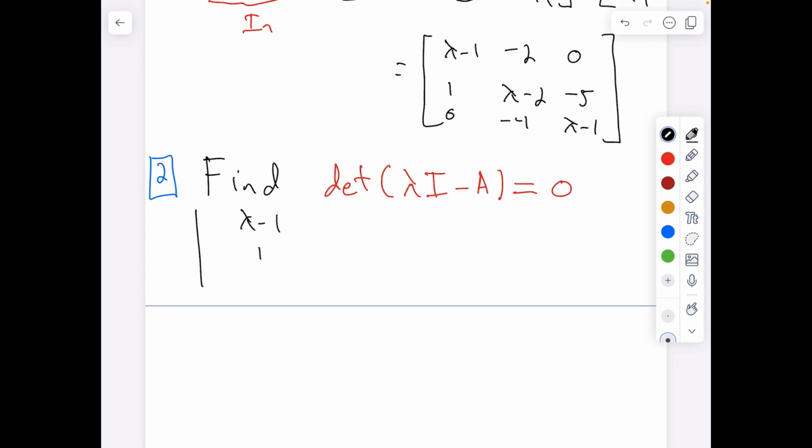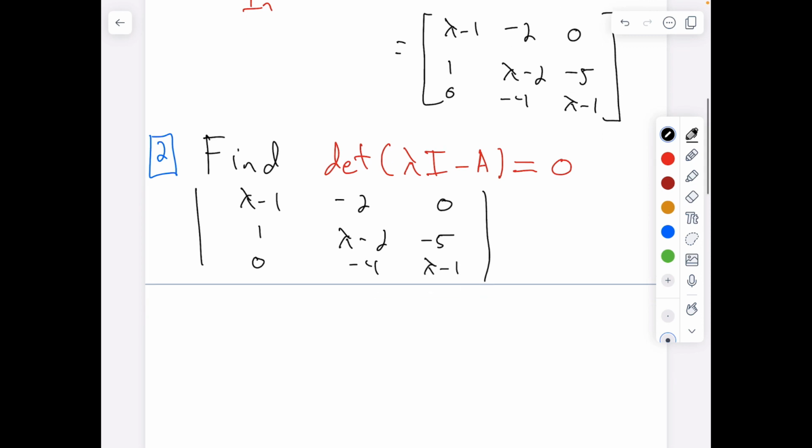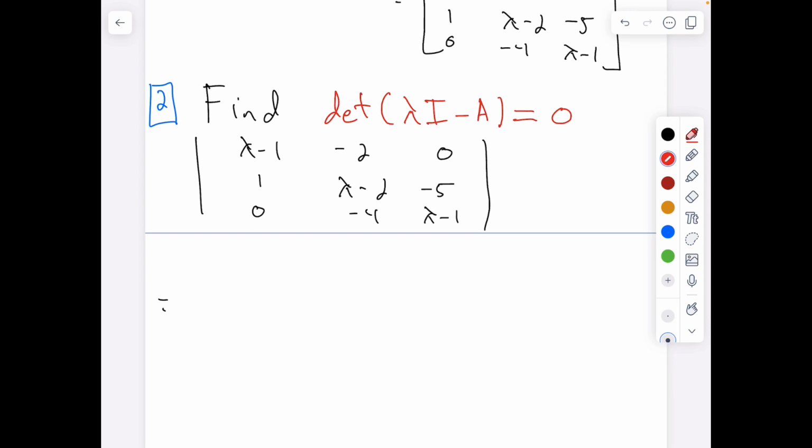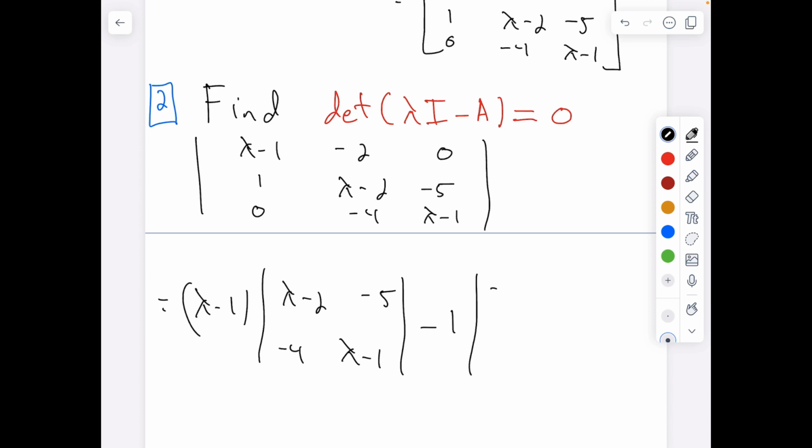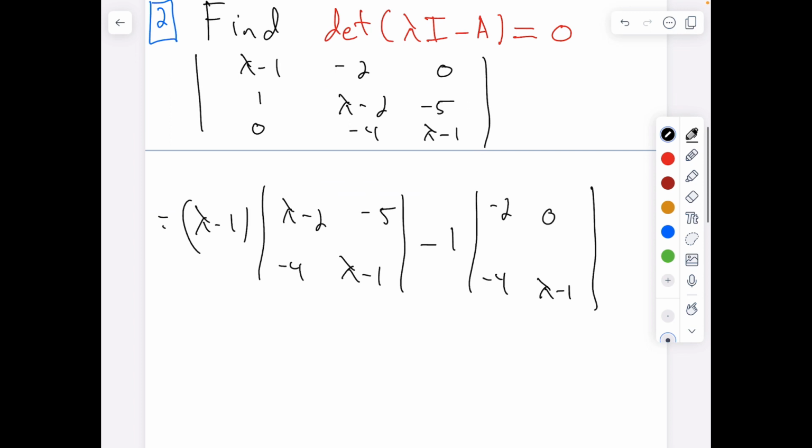Essentially, we're going to take a determinant. I'm not really going to go into how to find the determinant; I'll link a video in case you're wondering how to do this. I'm going to expand about the first column here. If I did that, I would have lambda minus 1 times the determinant of lambda minus 2, minus 5, minus 4, lambda minus 1, and then a minus 1 times the determinant of minus 2, 0, minus 4, lambda minus 1. That would be my determinant, and all of that would be set equal to 0.